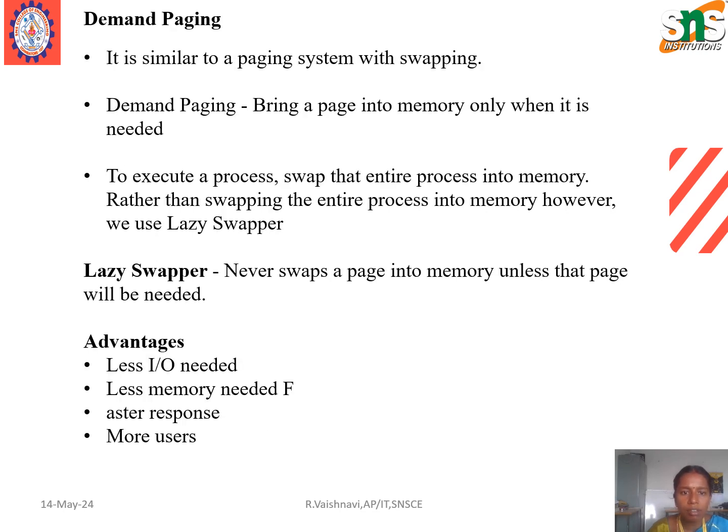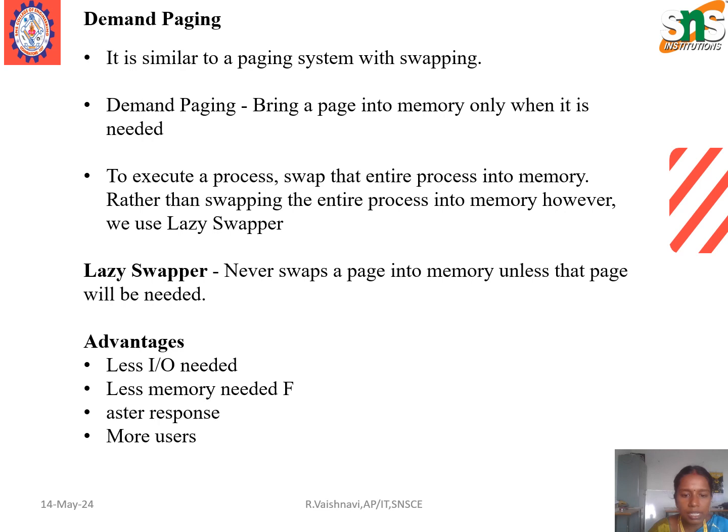Demand paging. It is similar to a paging system with swapping. Demand paging brings a page into memory only when it is needed. To execute a process, rather than swapping the entire process into memory, however, we use the lazy swapper. A lazy swapper never swaps a page into memory unless that page will be needed.